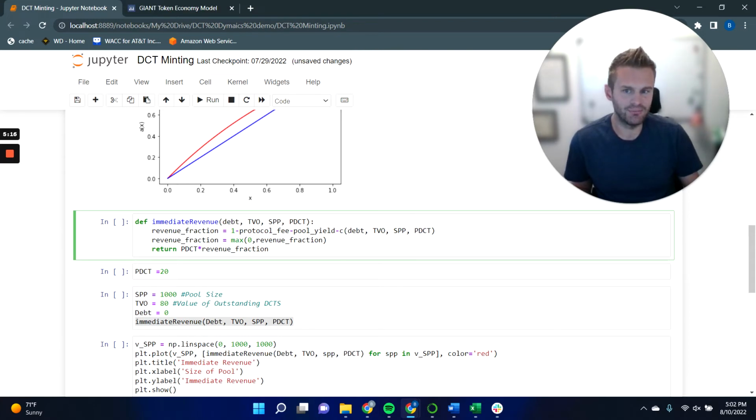Obviously, we never take money from the provider. We only take money from the sale of the DCT. And so we can't take more than the entire sale, so this is floored at 0.